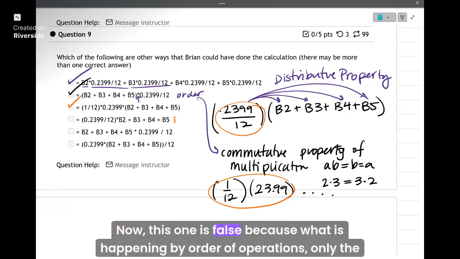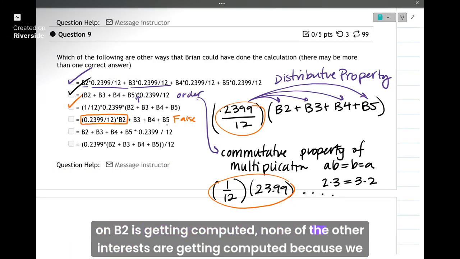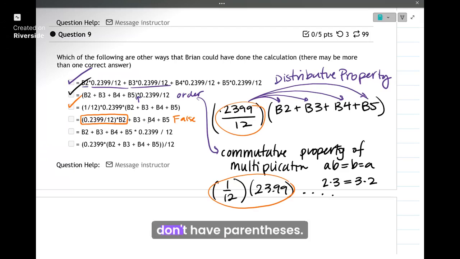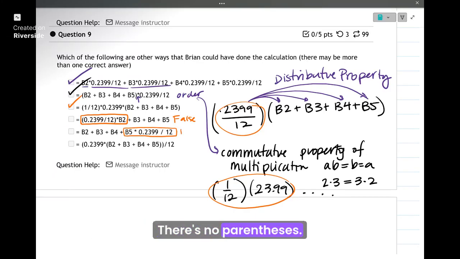Now, this one is false, because by order of operations, only the interest on B2 is getting computed. None of the other interests are getting computed because we don't have parentheses. So this is false. This is not equivalent. Same thing here. Only the interest is getting computed on B5. There's no parentheses. So this is false.